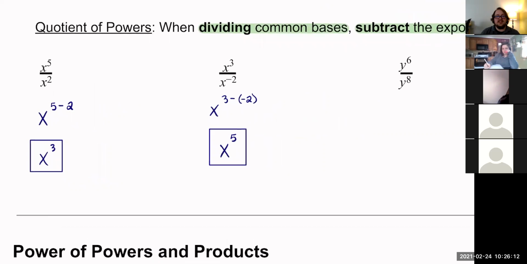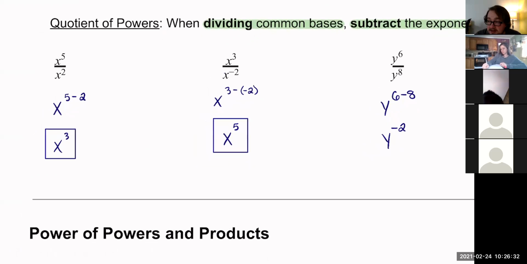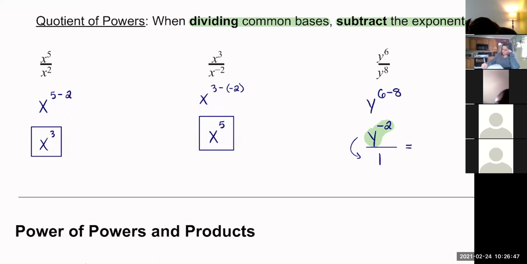Unfortunately, though, it doesn't always work out in our favor, which is why we have this third example. Again, dividing common bases of y. Here, the exponents are going to subtract to be 6 minus 8, which gives me a -2. So yes, I've combined them. I've created a new problem of a negative exponent, but don't fret. We have that trick that we've been using where we take that base with the negative exponent and move it to the other side. So we end up getting 1 over y to the power of 2.